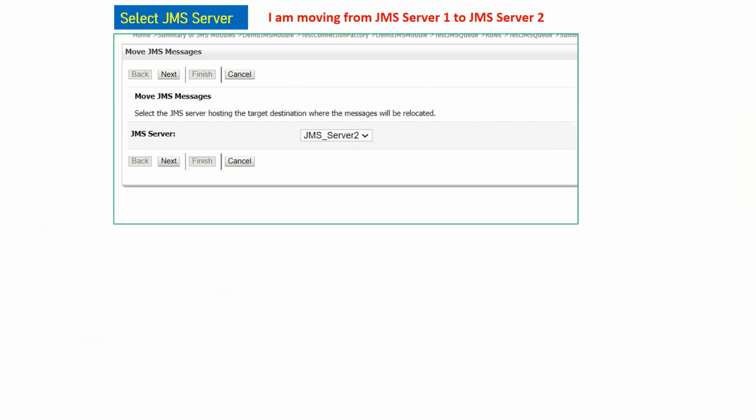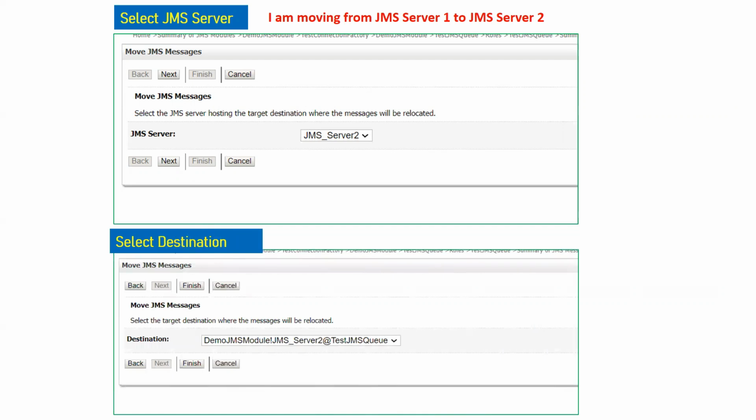Once you select move all and next, it will prompt you for which JMS server. In my case, I have only JMS server 1 and 2. In a professional production environment, you could have multiple JMS servers, or you may want to process from JMS server 2, 3, 4, 5, 6, or anywhere. So in my case, I want to move all my messages to JMS server 2. Then click on next, and it will ask you to select the destination.